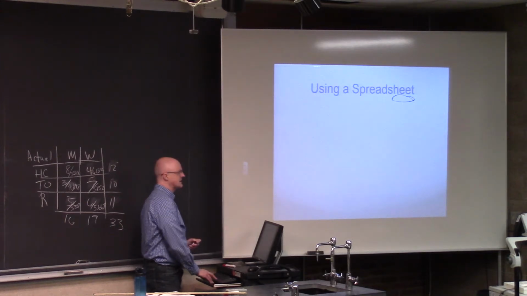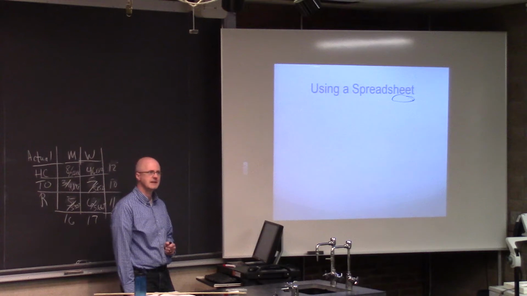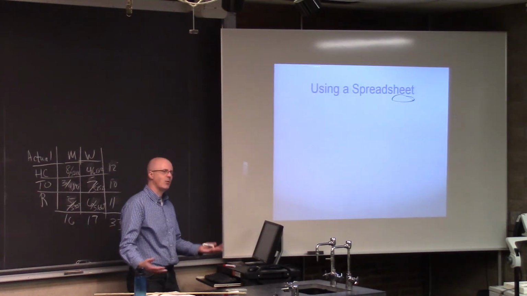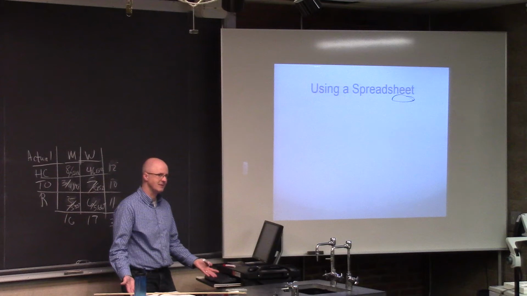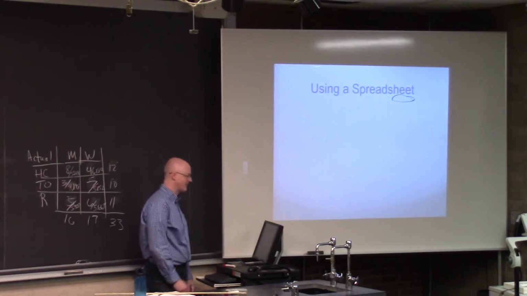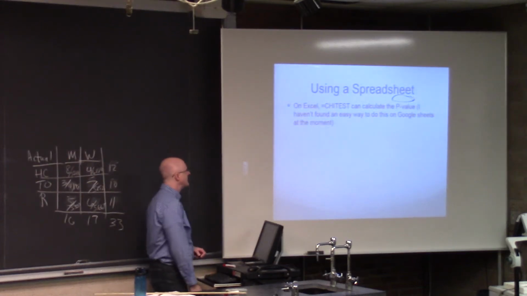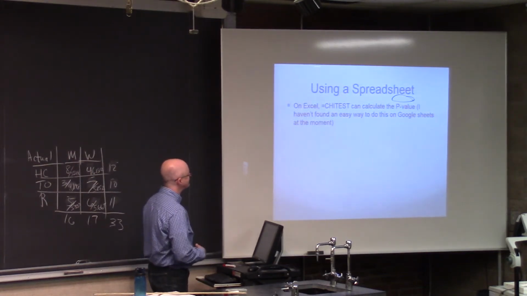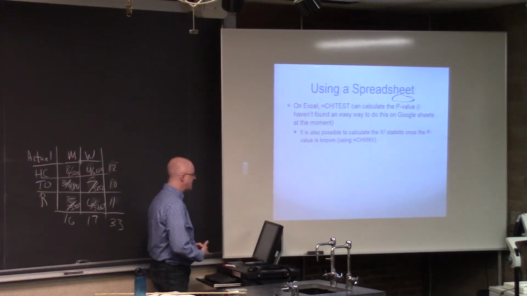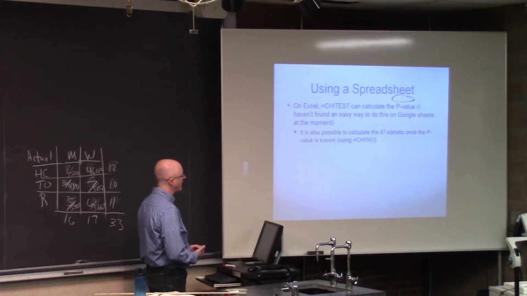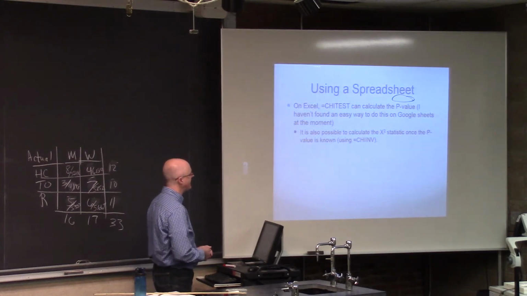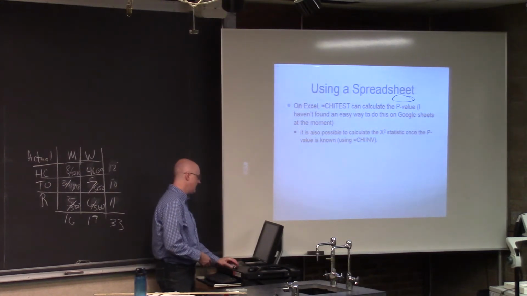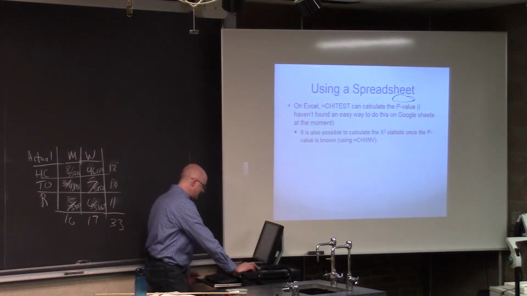You can use a spreadsheet to calculate the p-value in this context. However, it doesn't work on Google spreadsheets at the moment. Okay, here in November of 2015, I tried it this morning, it didn't work. It does work on Excel, however. If you use this function here, CHITEST, that will calculate the p-value on Excel. I haven't found an easy way to do this with Google Sheets at the moment. And you can also calculate the corresponding value of chi-square, if you know the p-value, using a function called chi-inverse. I want to show you this right now on Excel instead of Google Docs.